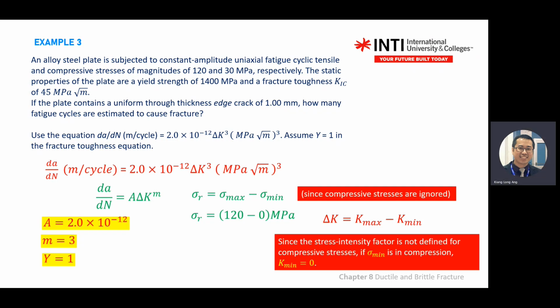Why do we ignore it? Try to imagine what mode 1 is. Mode 1 is like a crocodile mouth. The crocodile mouth is the one that contributes to the crack. But what happens if you do compression? You actually do not contribute to the crack. There's no crack growth in compression. You just press it. So that's why for calculation, we ignore compressive stress.